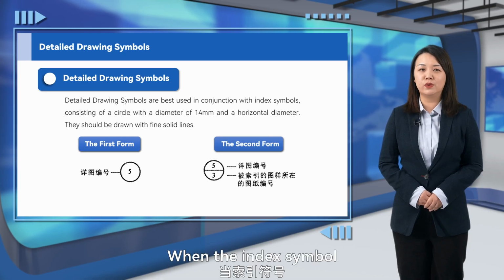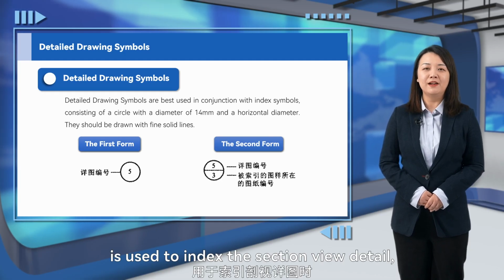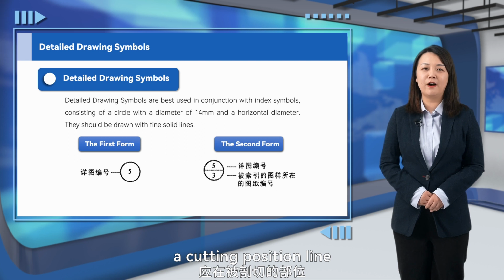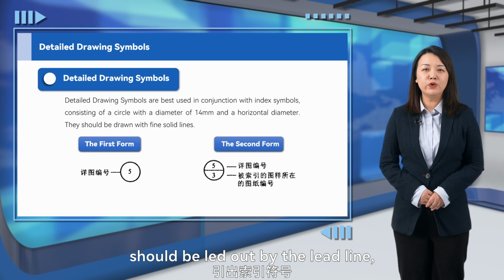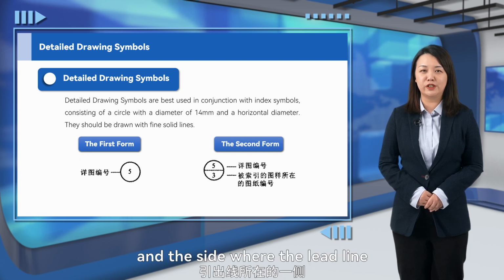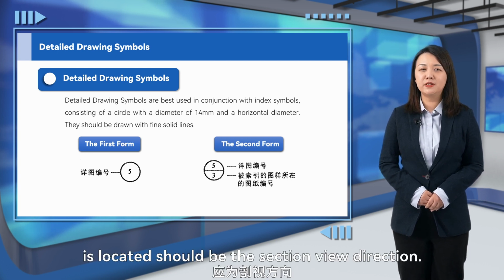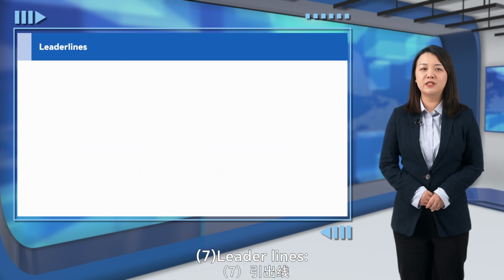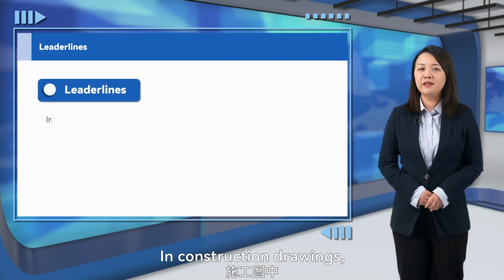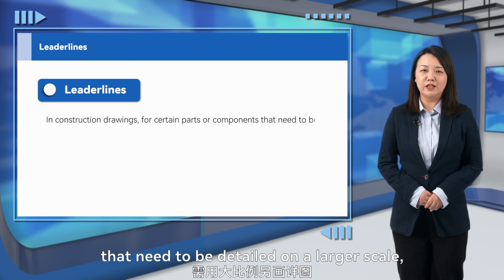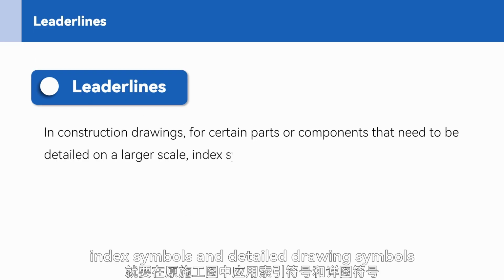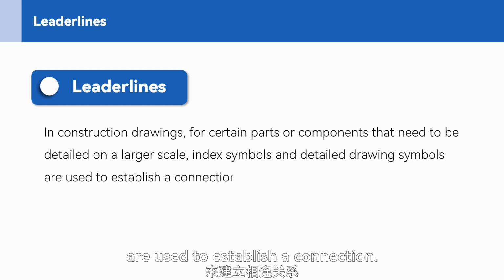When the index symbol is used to index the section view detail, a cutting position line should be drawn at the site to be cut, and the index symbol should be led out by the lead line, and the side where the lead line is located should be the section view direction. 7. Leader lines. In construction drawings, for certain parts or components that need to be detailed on a larger scale, index symbols and detailed drawing symbols are used to establish a connection.